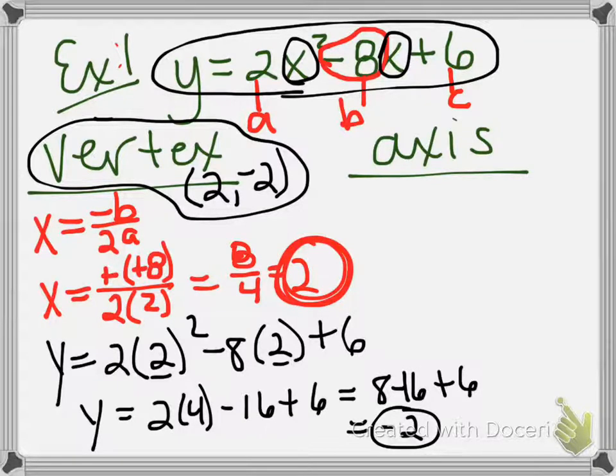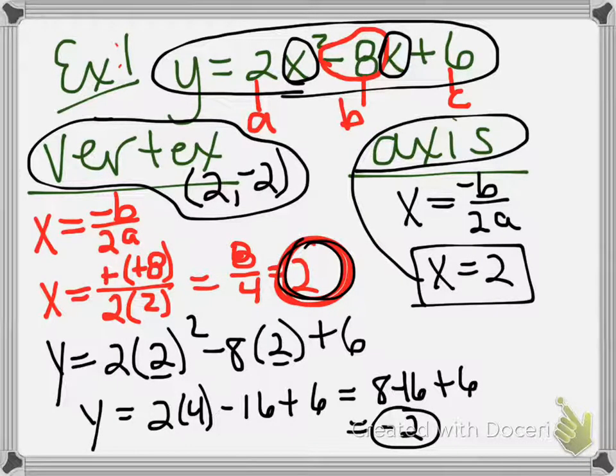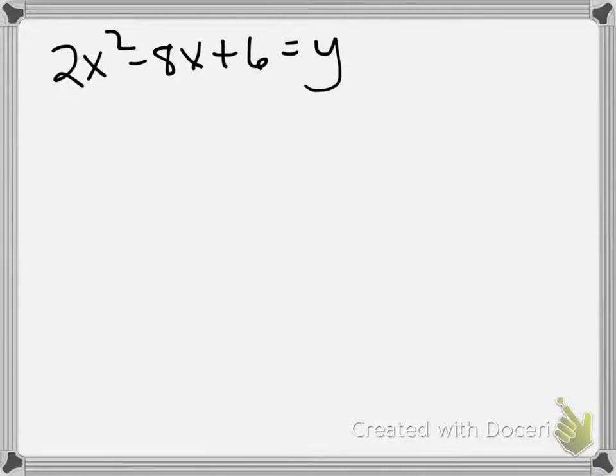The axis of symmetry is the same exact formula, negative b over 2a. Well, we just did that. We already know what that is. That's 2. So x equals 2 is my axis of symmetry. It's called the axis of symmetry because the line goes straight down the middle of the parabola. And then the next thing I want to find is the y-intercept. So let's rewrite this equation: 2x squared minus 8x plus 6, and it was equal to y. Remember that this is a, this is b, and this is c.